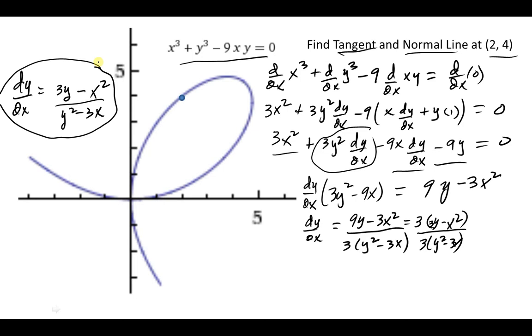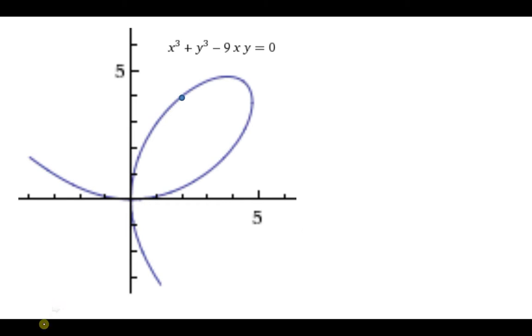And on the next page, I'm going to calculate the equation of the tangent line and the normal line. So let's write dy/dx that we had calculated before. dy/dx is (3y minus x squared) over (y squared minus 3x).